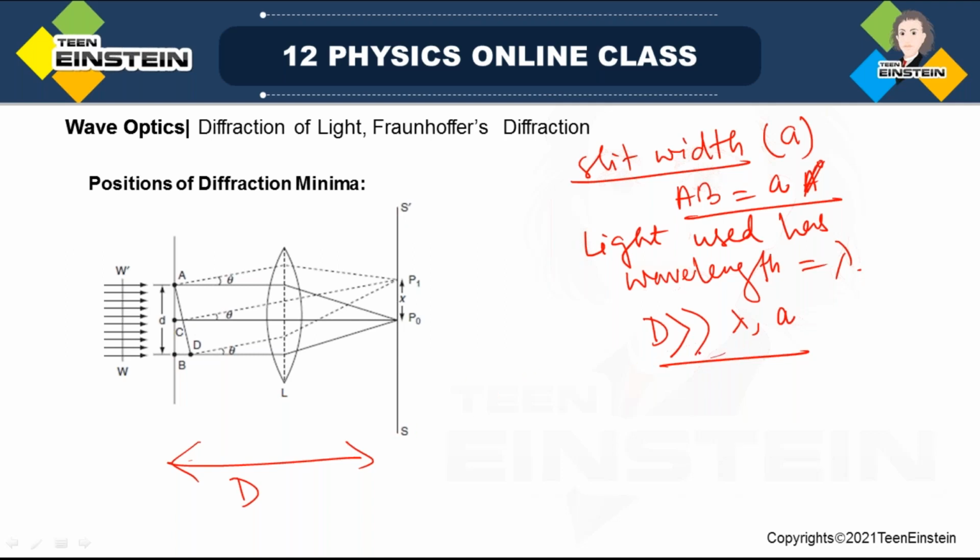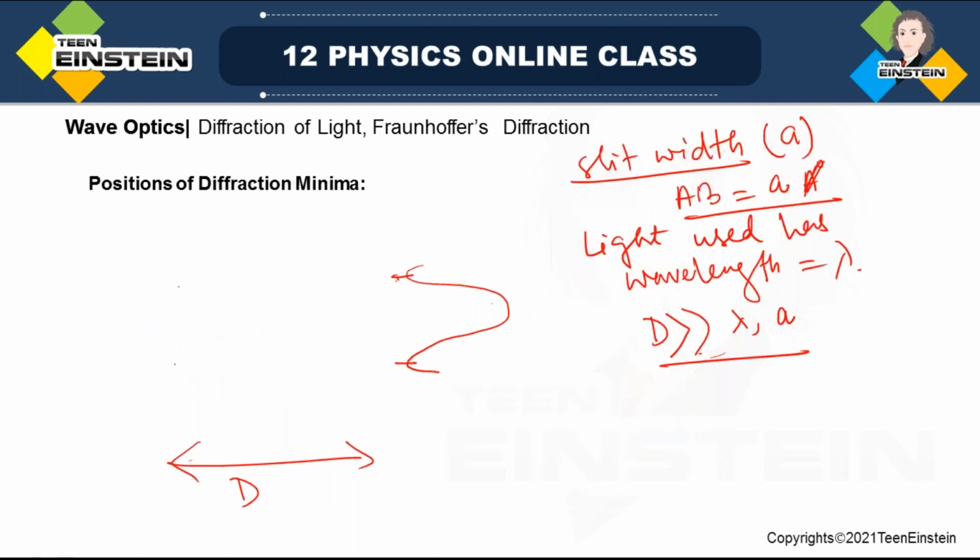Now we have to find out the position of diffraction minima. We are thinking that light from A and B, when they meet at position P1, will give you minima. That means there will be a dip here, like this. So these are the two positions of minima. This is the central maxima, as you see here.